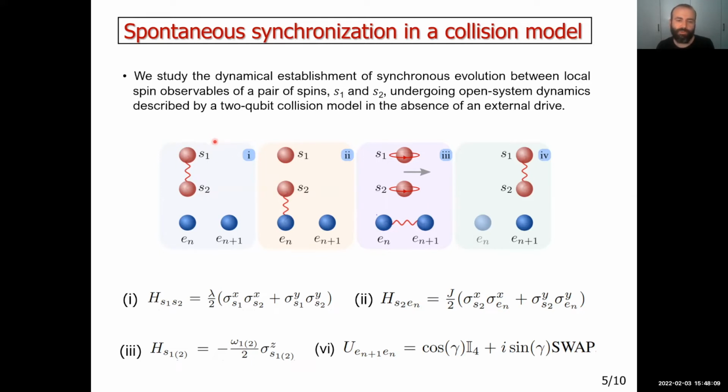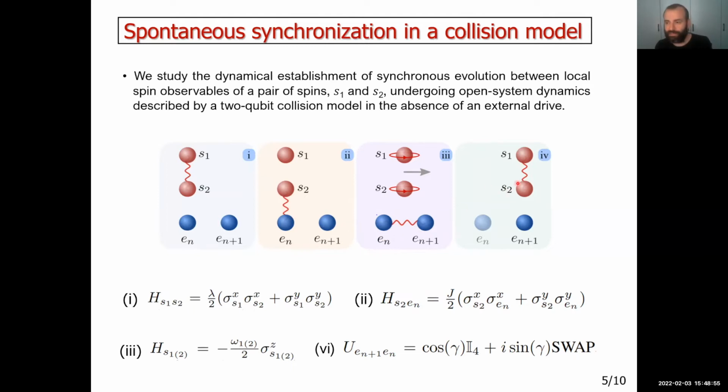In the first step, we let the principal system spin particles S1 and S2 interact directly with an XX type Heisenberg Hamiltonian. Here lambda is the interaction strength. In the second step, only S2 interacts with the first environment spin En with the same type of Hamiltonian. In the third step, S1 and S2, the principal spins, evolve with their free Hamiltonians, and at the same time, the environment spin En, which previously interacted with S2, now interacts with the upcoming environment spin En+1.